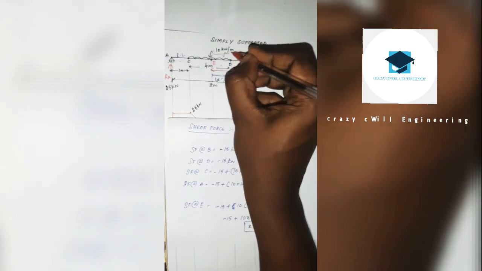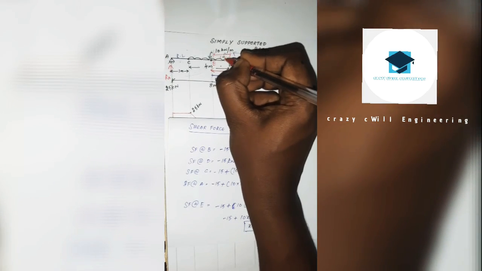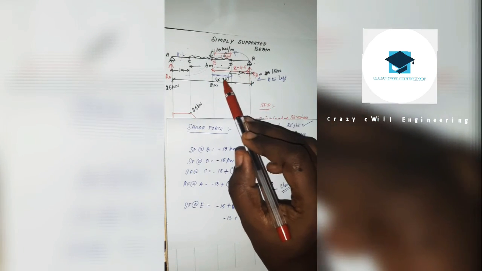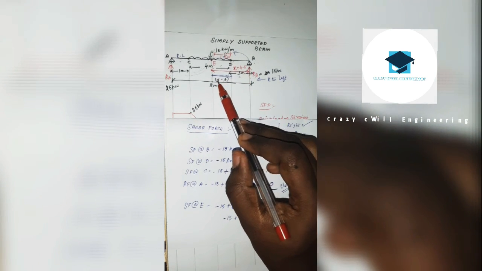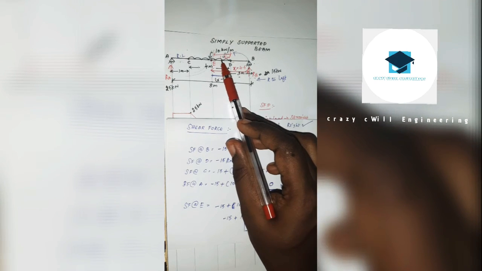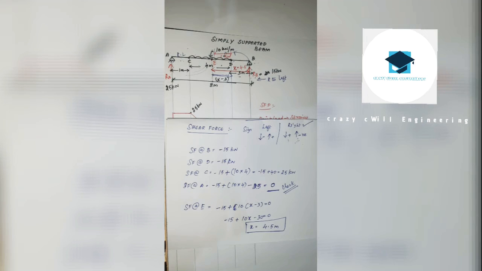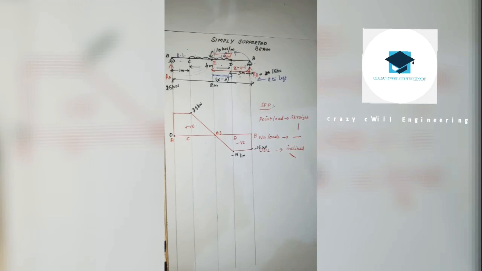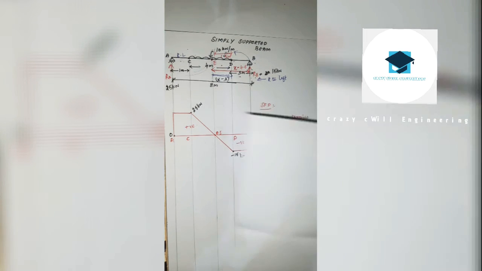What is the UDL acting length? Here it is x minus 3. Put 4.5 here, minus 3 equal to 1.5 meter. UDL is acting. Name this point as E. Now going to calculate bending moment.